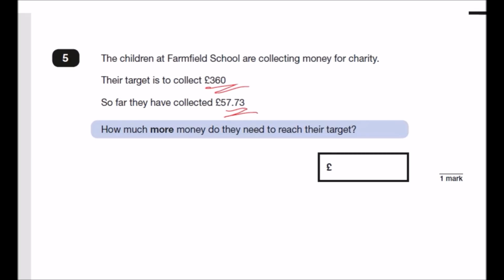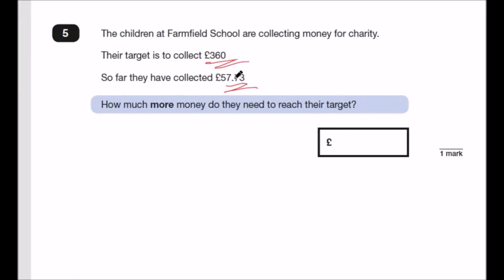Well, you could just subtract and get your answer, or you could try and be a bit more clever and realize that if we increase this amount to £60, then you just need an extra 300. So what I would do is see how much I need to get to £60 first. Well, let's just do the full working out because we're going to do this anyway. So we put 360 on the top and then 57.73, and we just subtract.